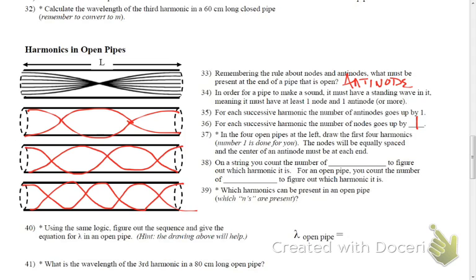Okay, now take a look at this. On the string, we said to figure out our number of harmonics, we count the antinodes. 1 antinode, first harmonic, 2 antinodes, second harmonic, etc. So we're going to count our antinodes to figure out our harmonic. What do we count on an open pipe? What feature of the wave tells us the harmonic number? Take a look. What would we be counting?